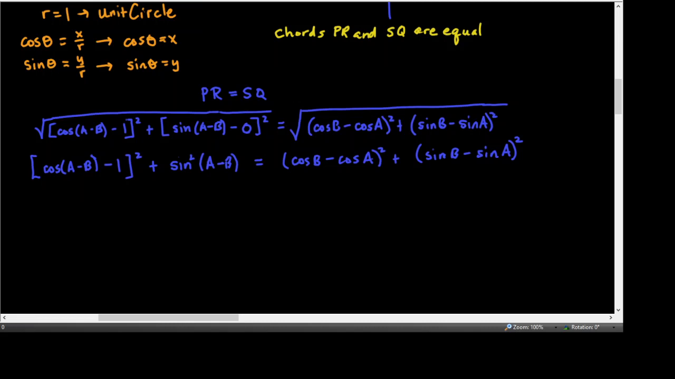So, let's see. Let me do the squaring. You should know how to square a binomial. In general, this is what it would look like. This is one of those algebraic things you're supposed to know how to do.